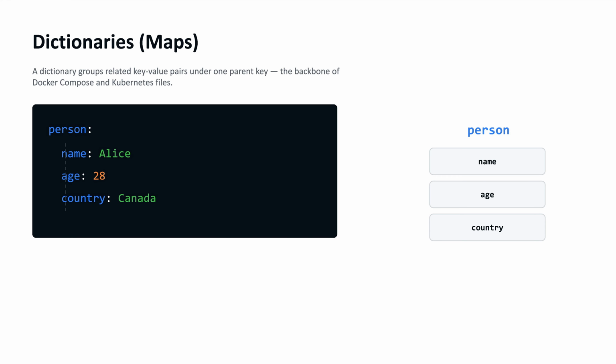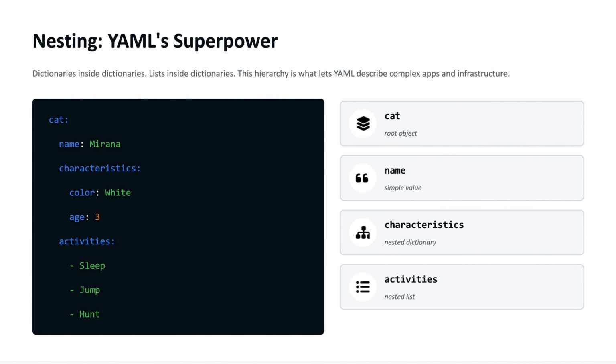Let's talk now about nested structures. One of YAML's greatest strengths is nesting. You can place dictionaries inside dictionaries. You can also place lists inside dictionaries. For example, here you have cat: on the next line, indentation, name: Miranda. On the next line, we have another dictionary named characteristics: with, on the next line, color: white. Then we have the second item, activities, which is a list: with hyphen sleep, hyphen jump, hyphen eat.